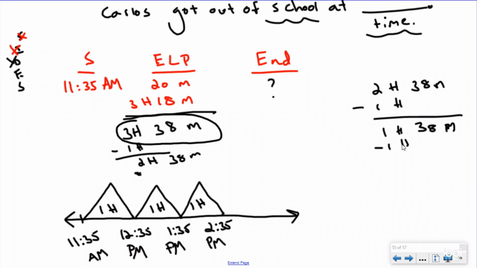And now I am down to 0 hours, so I don't have to write anything, and 38 minutes. From here, what I want to do, first of all, if you have to extend your number line to give yourself more room, please do that.